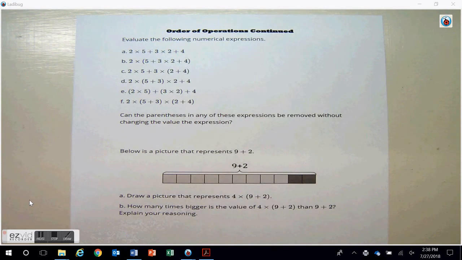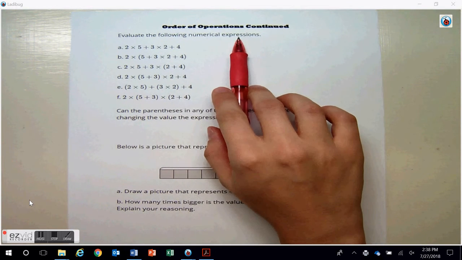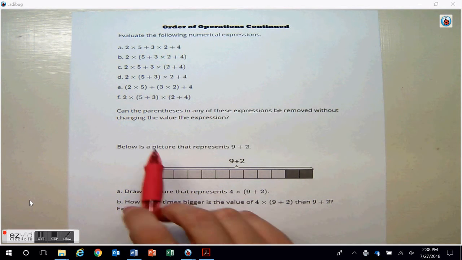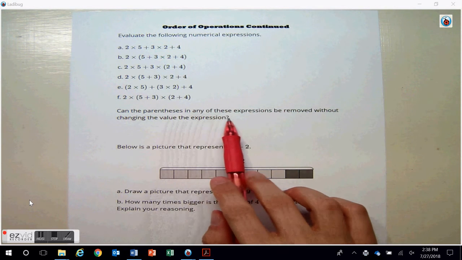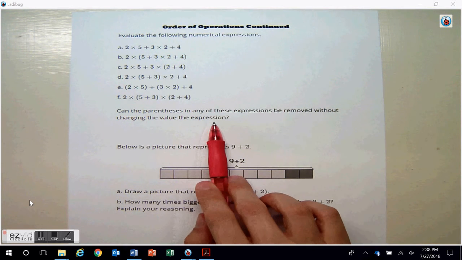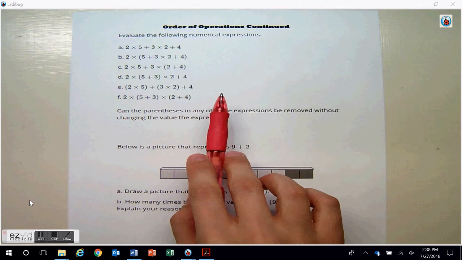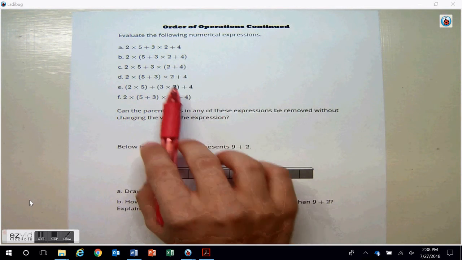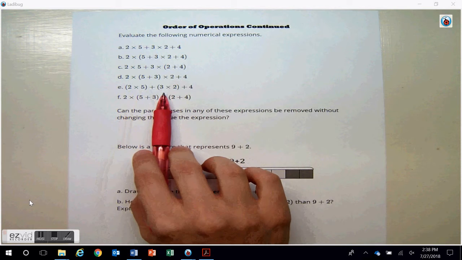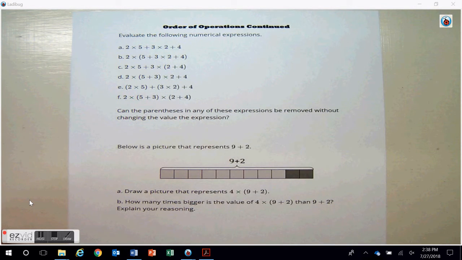On this next page, we need to evaluate the following numerical expressions. Remember, evaluate's just a fancy word for find the answer. Can the parentheses in any of these expressions be removed without changing the value of the expression? So not only are we going to find the answer, but we're going to see if I took the parentheses out of these problems, would I get the same answer as this problem that has them removed and taken out already?